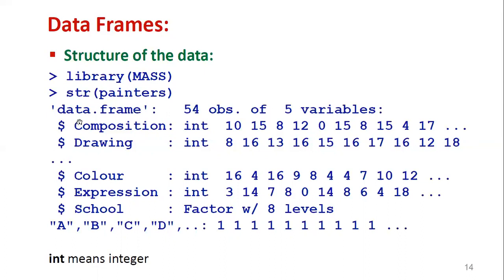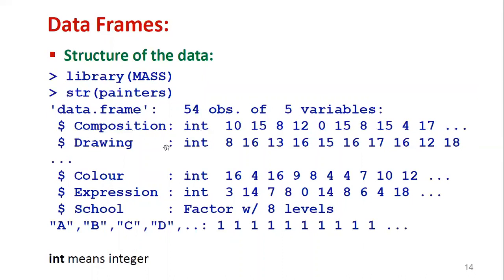It is a data frame. So in total 54 observations it contains, 54 rows of records. Then how many variables? 5 variables. Their data types also. See the first variable, composition. What is its type? Integer. Then the values also it displays.